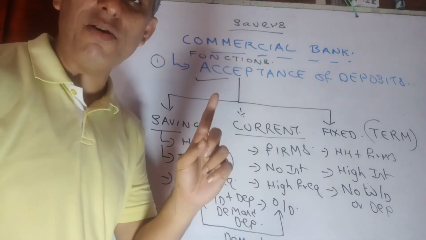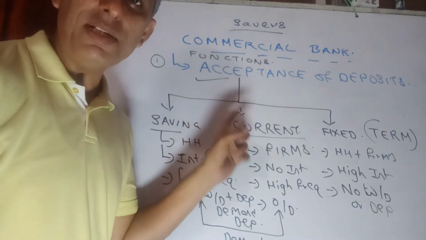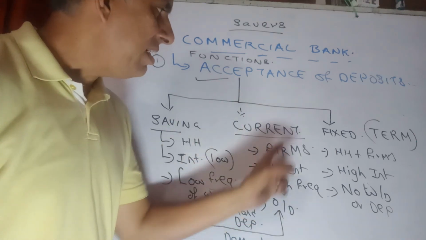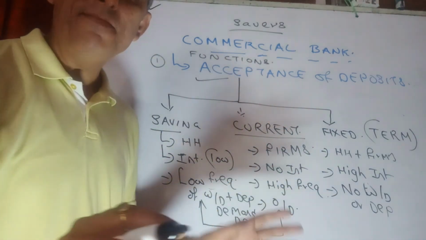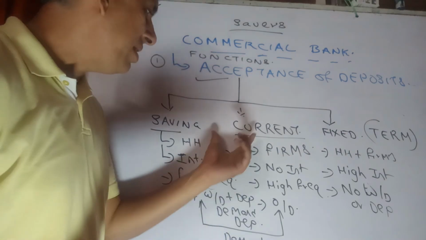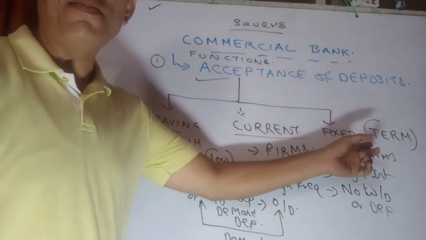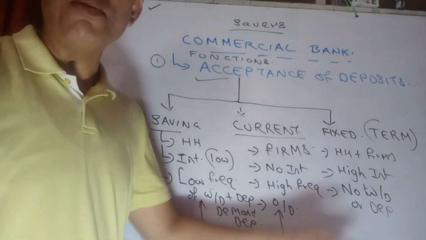So what is the first function of a commercial bank? Acceptance of deposits. Saving and current are primarily demand deposits on this side, these two, and this one is a term deposit. You cannot withdraw anytime you wish to.